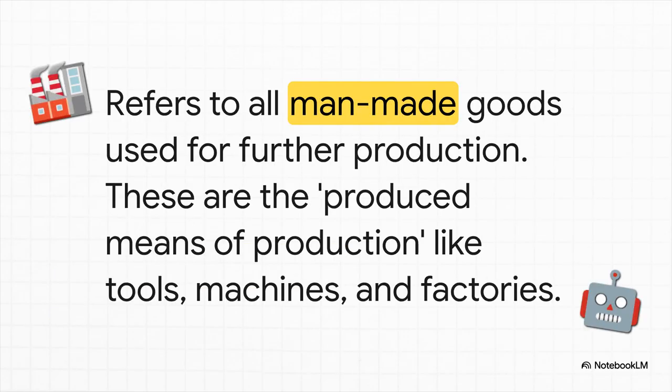Then we have capital. And look, it's really easy to think this just means cash, but that's not it. In production theory, capital is all the man-made stuff we use to make other stuff. It's the hammer, the computer, the factory building itself. They're all tools we've already produced to help us produce more.